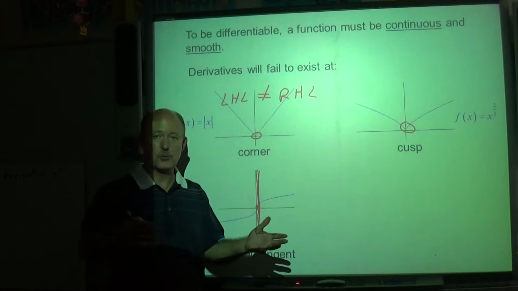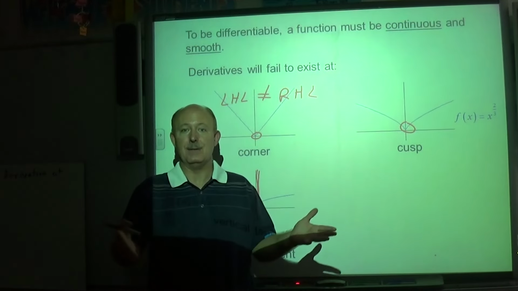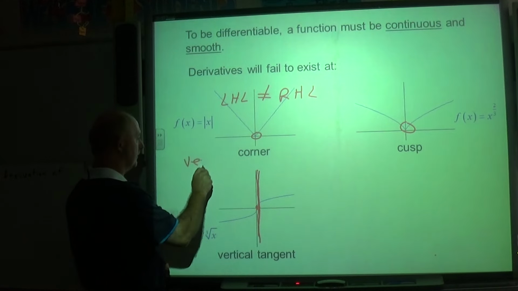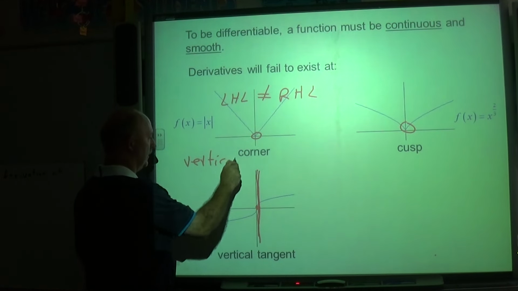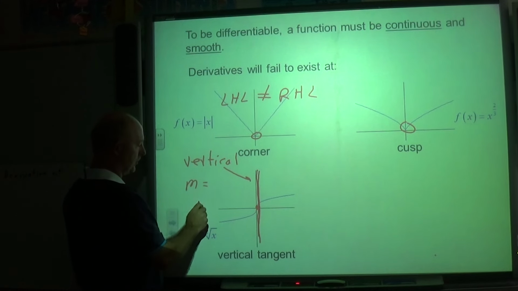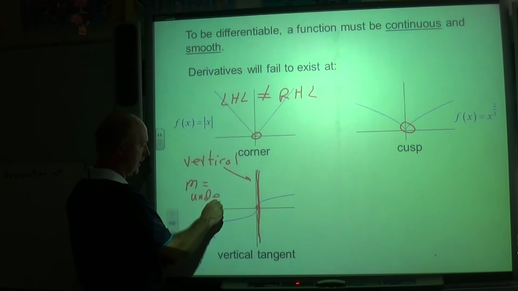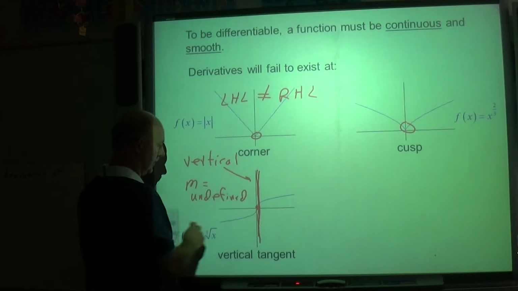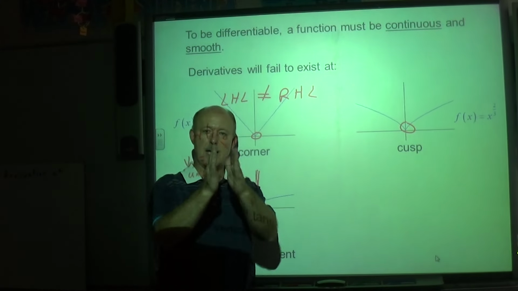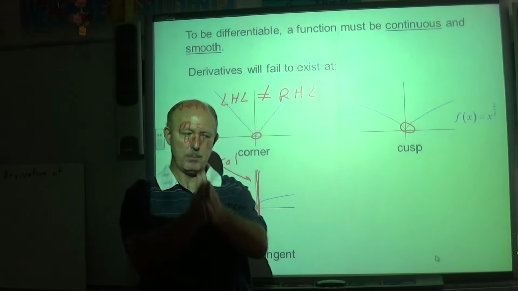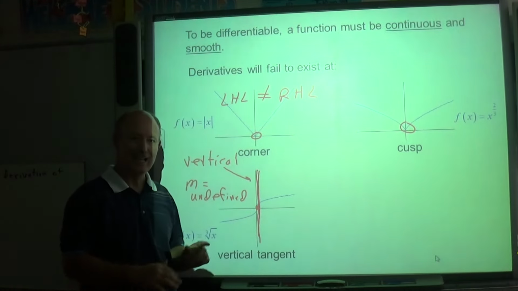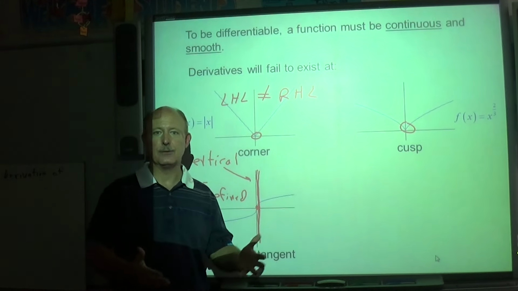Now, look at this tangent line. This is a vertical line. The slope of any vertical line is undefined. That means the derivative is also undefined. So you can't have a derivative. The slope of a vertical line is undefined, so no derivative at this particular point. Now, other points on the curve, yes, you'll have a derivative.